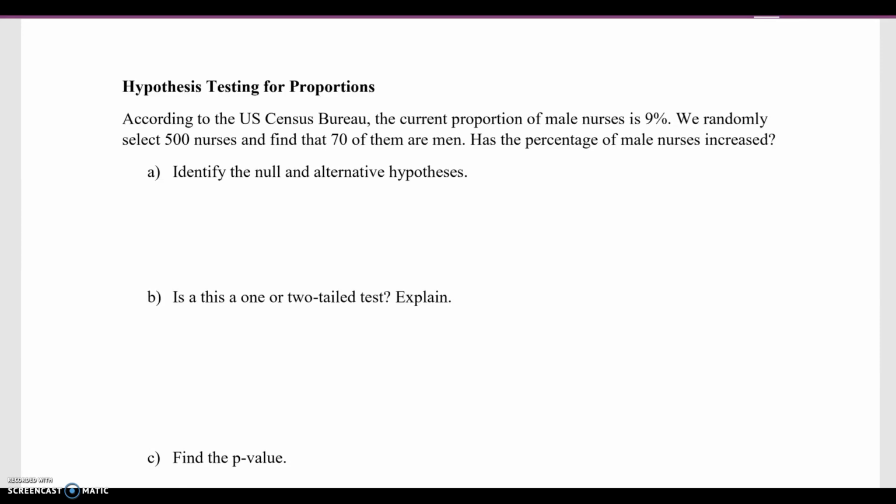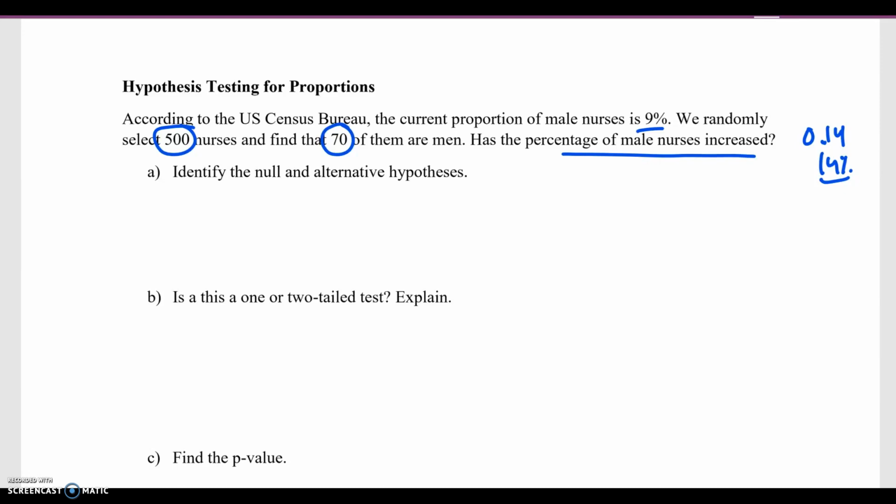So this problem says, according to the U.S. Census Bureau, the current proportion of male nurses is 9%. We randomly select 500 nurses and find that 70 of them are men. Has the percentage of male nurses increased? Before you even do the problem, you can take 70 divided by 500, which gives 0.14. Basically, 14% is much larger than 9%. So that's why we are asking if the proportion of male nurses has actually increased.